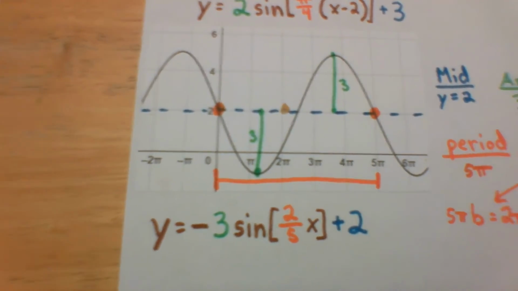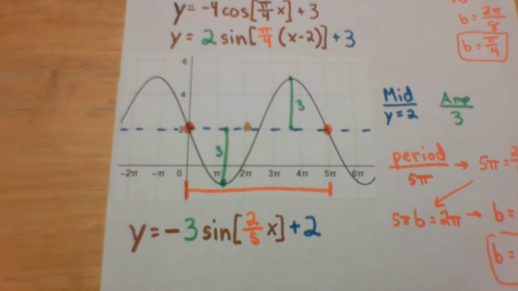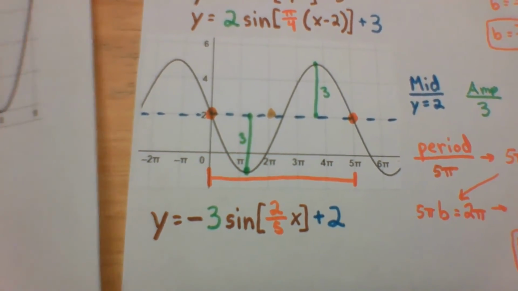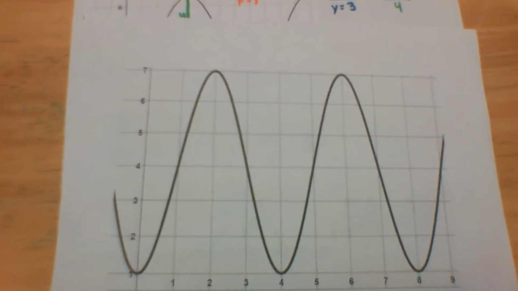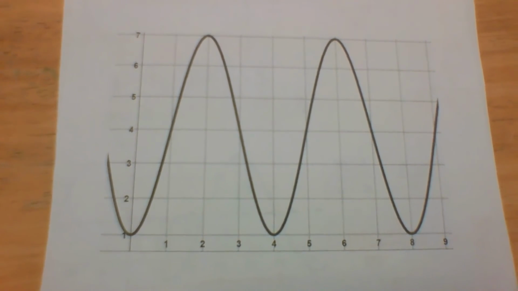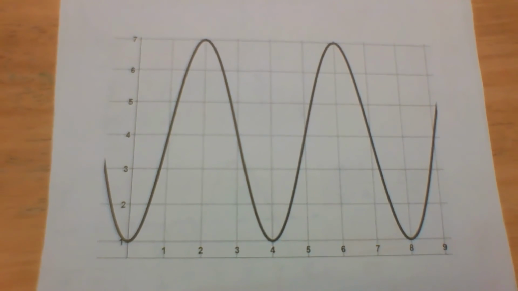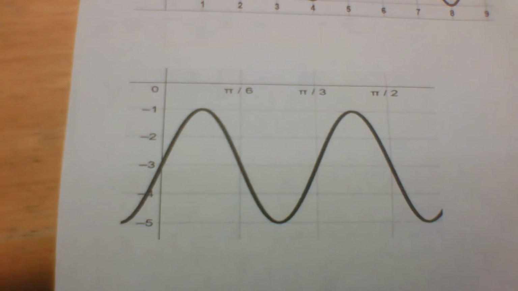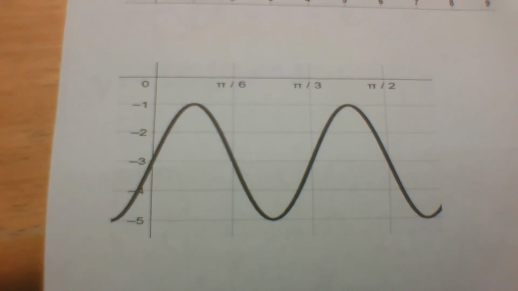All right, so that's a skill you need to have for the test. You need to be able to write the equation of a wave using the amplitude, period, midline, and phase shift. So here are a few for you to try out yourself. Pause the video on each one, write the equation. So pause it here and then hit play once you're done and I'll show you the other graph. So pause it again on this graph. Once you have the equation, move on to the next video.